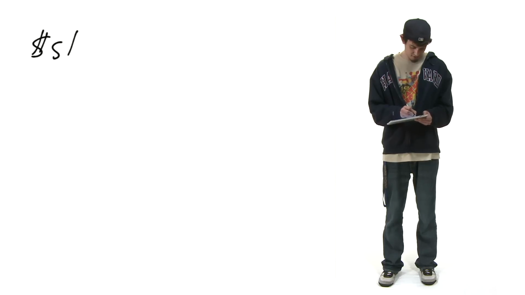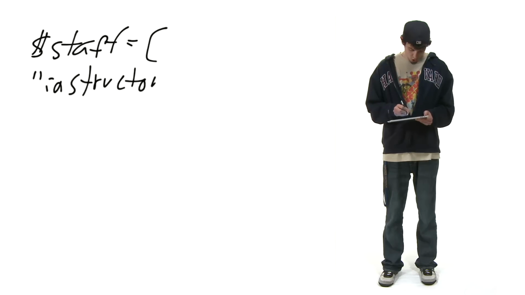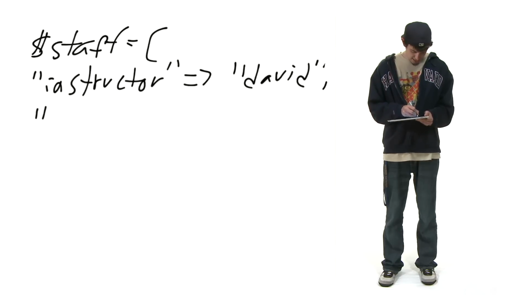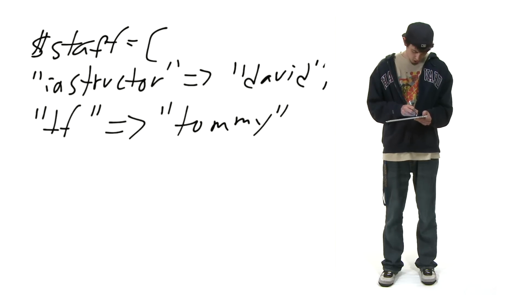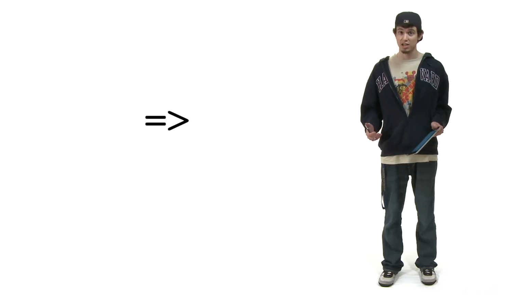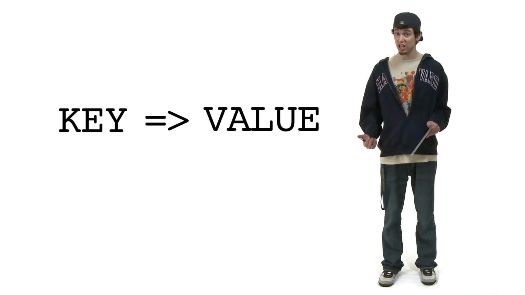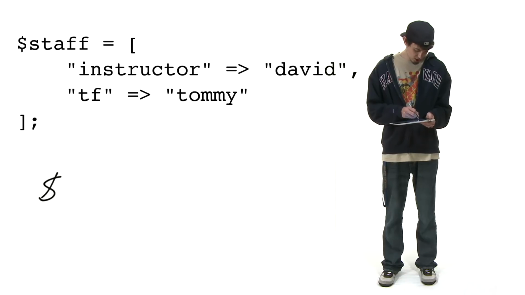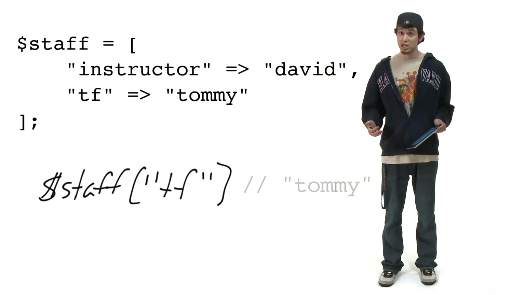So let's take a look at an example. We can say $staff equals ['instructor' => 'David', 'TF' => 'Tommy']. So here I have an associative array with two keys, instructor and TF. The double arrow, or equals greater than, is used to separate a key and its corresponding value. So the value of $staff['TF'] is the string Tommy.